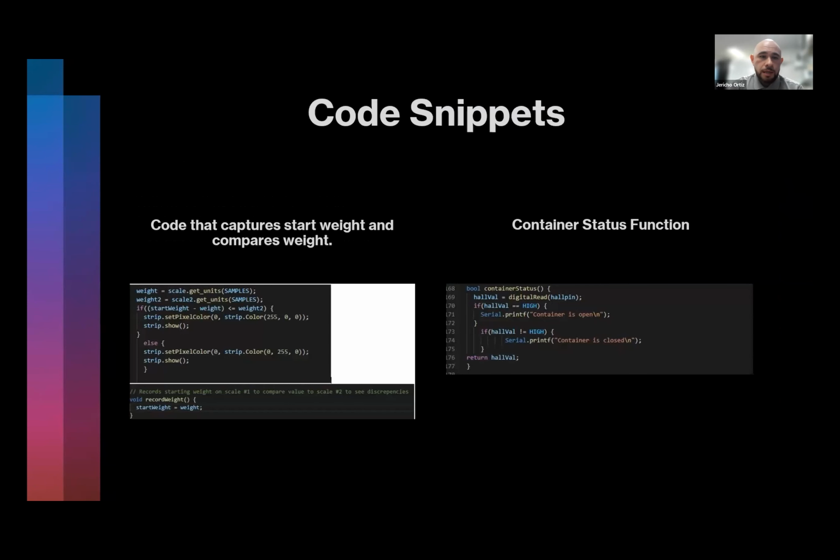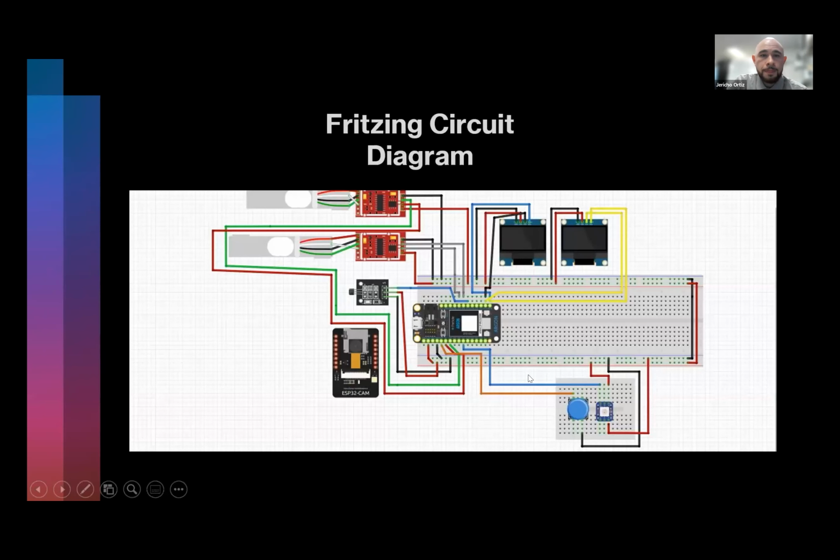These are some code snippets. Right here, the first part that you have is the button. That's where you actually get your weight from the scale, and you have your start weight. And what this is doing is it's calling a function that records the weight. So that way you can get the alert and show exactly what's happening there. The second one is the function that actually tells you whether the container is open or closed. So with that hall sensor. So that's what that is.